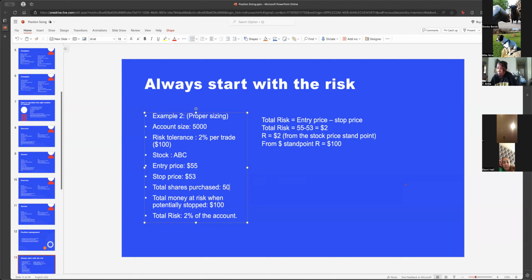Your risk is $2, which is entry price minus stop price. Now this risk is what we call, write this down, it's going to come in handy, the letter R. That's what means your risk. When someone asks you, what's your risk on this trade? This is what they mean. How many dollars are you risking? From a dollar standpoint, it's $100. If you're trading shares, it's $2 from your entry. We're going to build it up from here.